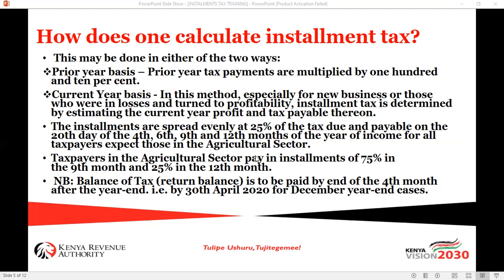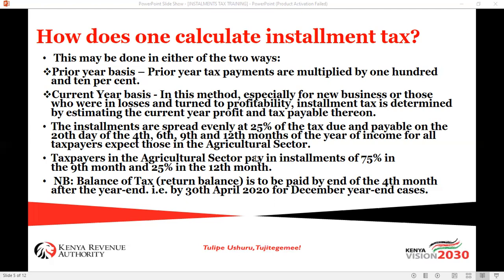Then you have to do the projections that fit between January to December. Then the first, we have said you pay in 4 installments. So meaning the first is between January, February and March. The deadline of paying the first installment is 20th of April.